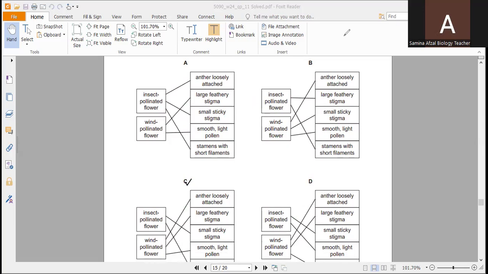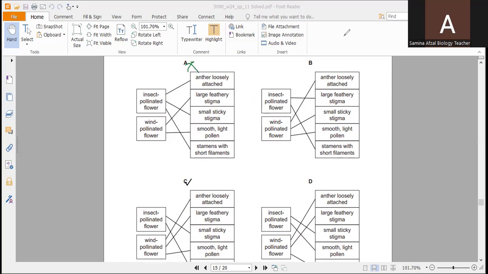First of all, the insect pollinated flower, anthers loosely attached. With the insect pollinated flowers, anthers are not loosely attached because they are not moving with air, but they are loosely attached when they are pollinated by the wind. So this is not the correct option. And again, we are moving towards B.